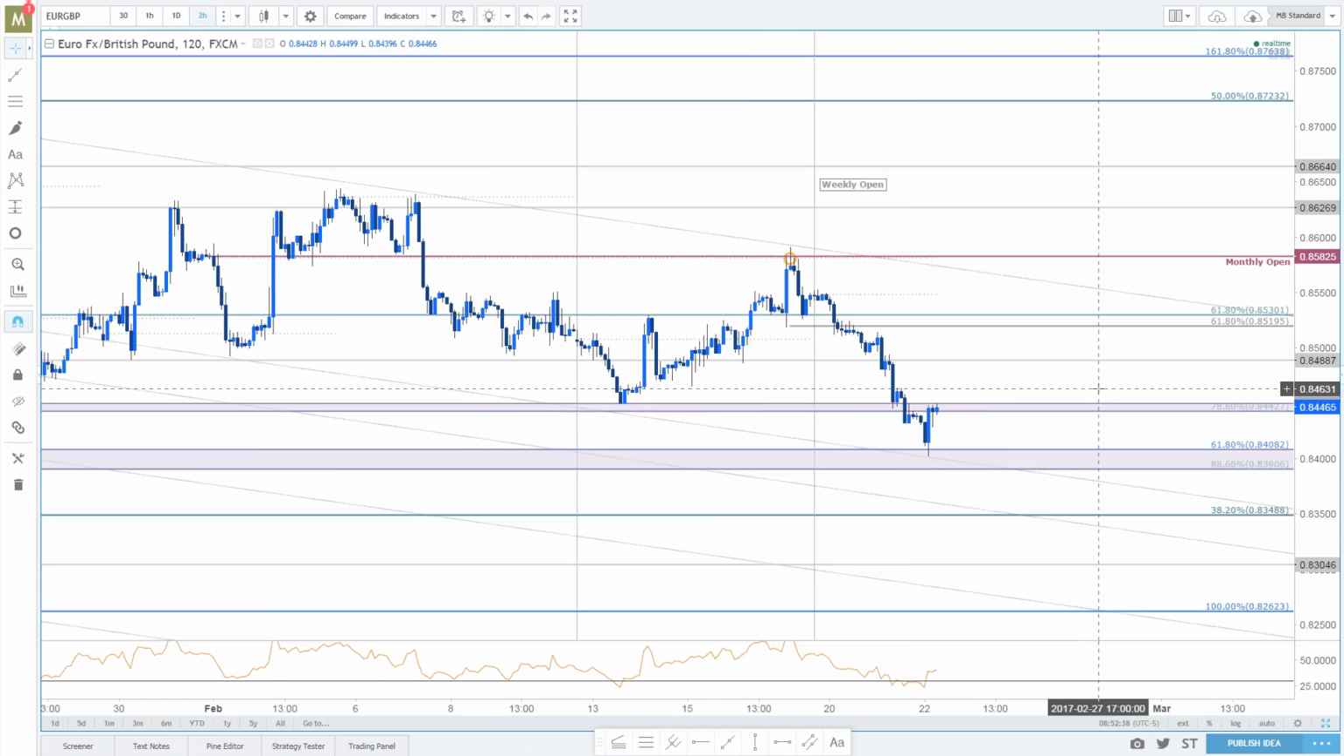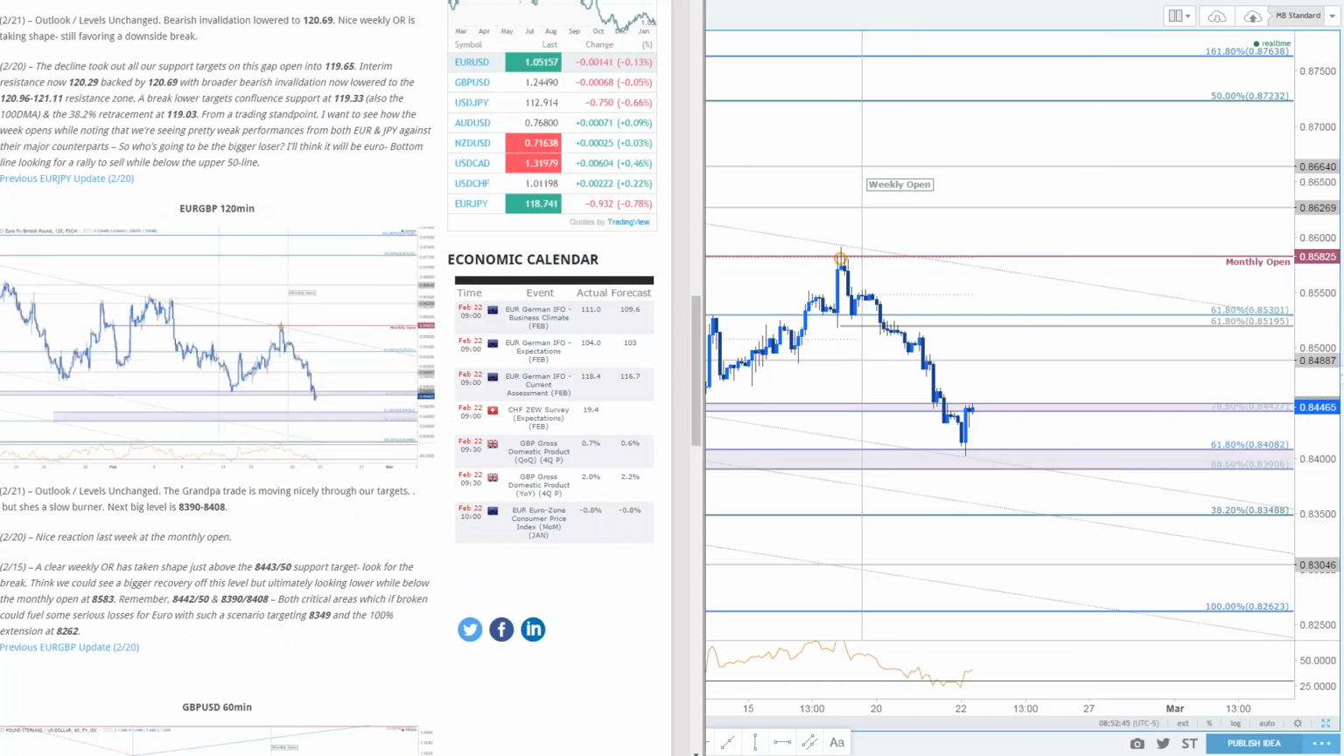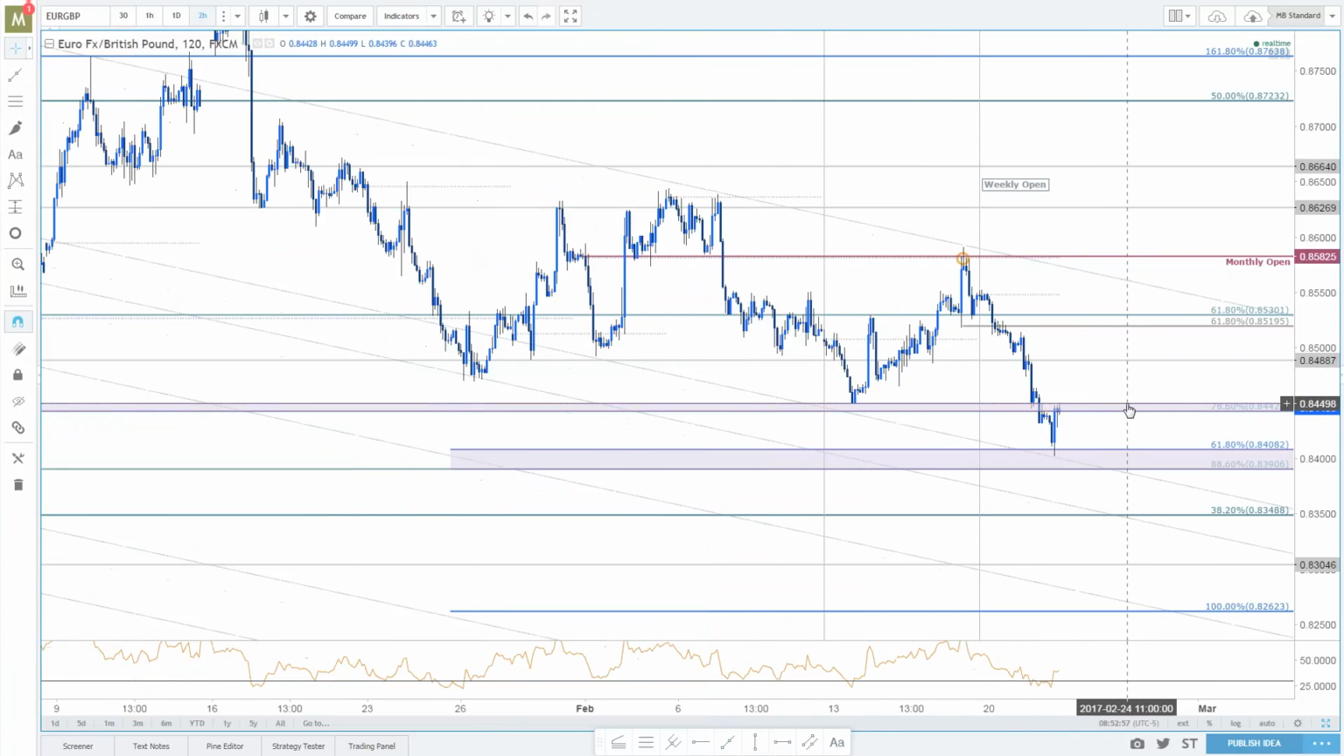Where could we find key resistance on euro pound? So my bearish invalidation level, where'd I have it last night? I think last week it was still 84.43. At this point, yeah, you still have to keep it, unfortunately, on this, Mohammed. You'd still have to keep key resistance and bearish invalidation at the weekly open, all the way up at 85.50.